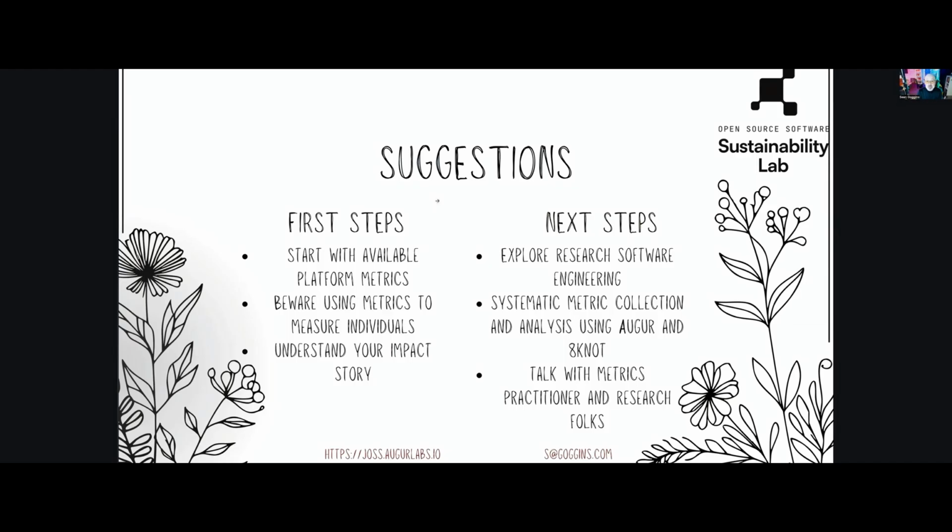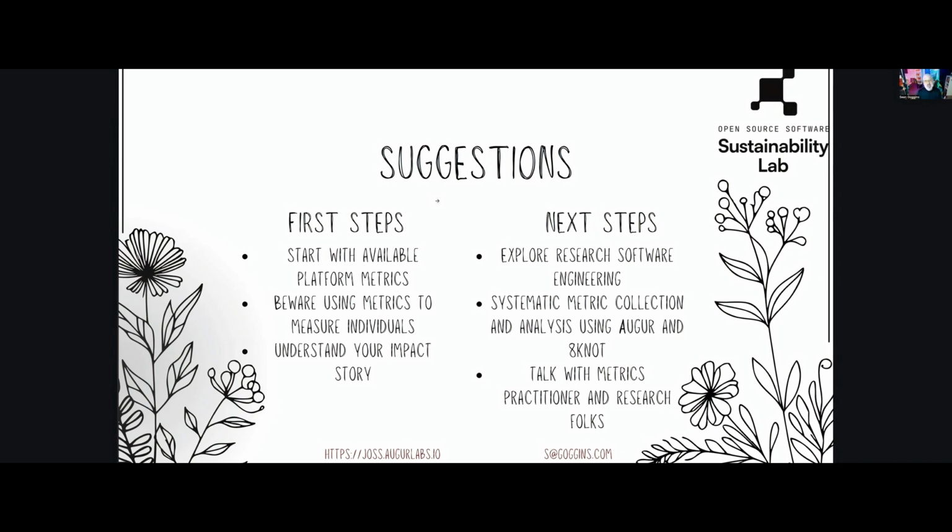Once you've gotten sort of beyond that basic level, the next steps might be to explore research software engineering as a profession. There's a research software engineering conference every year. This year it's in the UK. And this helps you think about professionalizing some of the activity around your project. And then you also want to try to consider systematic metric collection and analysis using tools like Augur and 8Knot. If your project is running for 3, 5, 8 years, you're not going to have understanding of that full trajectory and how your project has evolved from the tools available on a platform. The only way that you can get that is by using some of these more advanced tools.